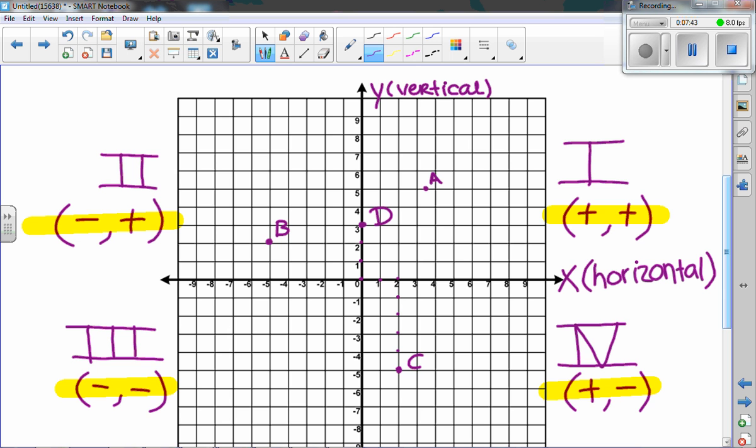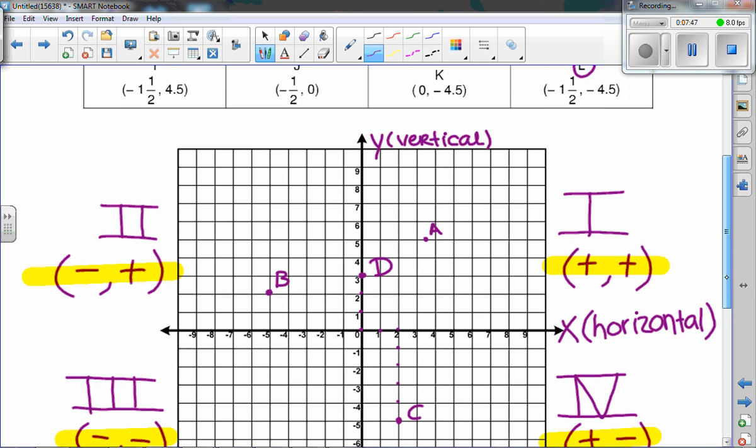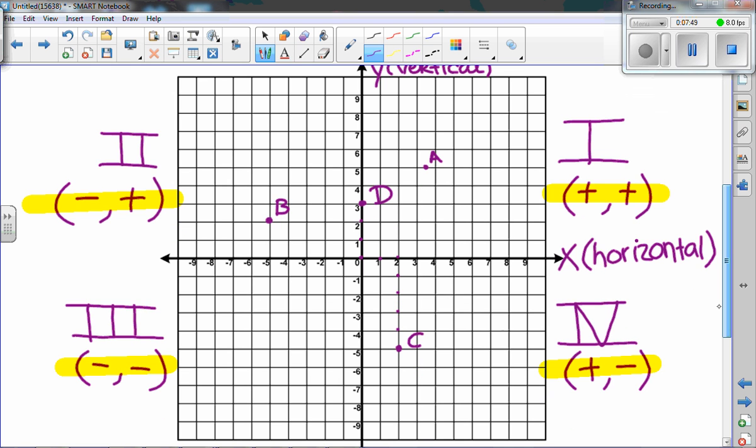Now the next one I want to look at is L. L has two negatives. It is -1.5, so we want to go left first, -1 and just a little bit more, and then from there we will go down 4.5. 1, 2, 3, 4.5, and put a point, and we will label that L.